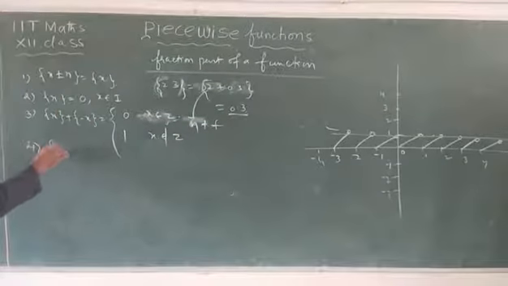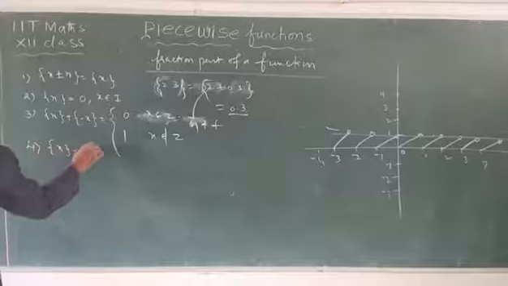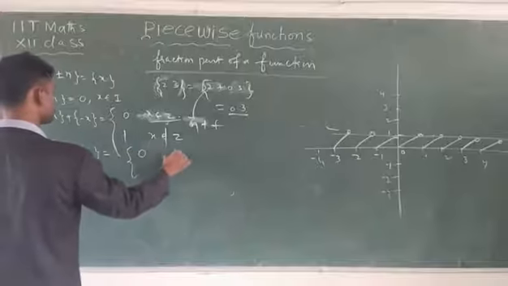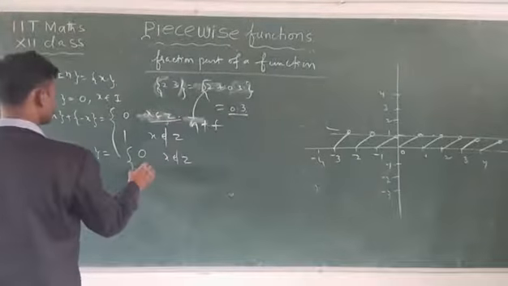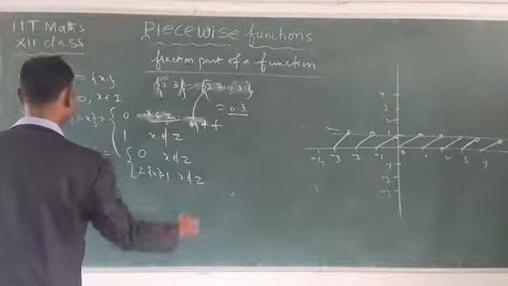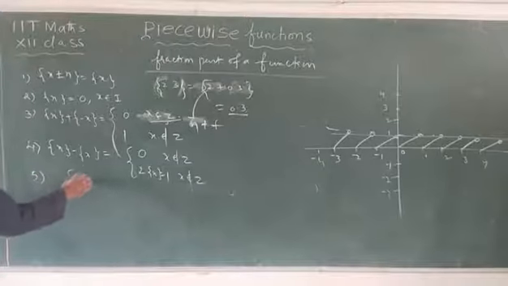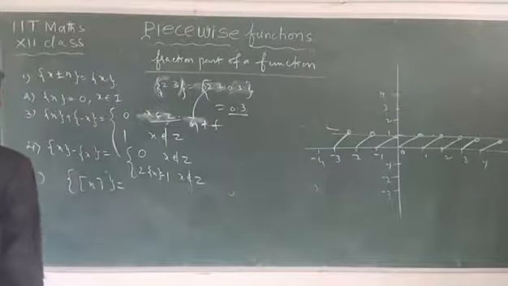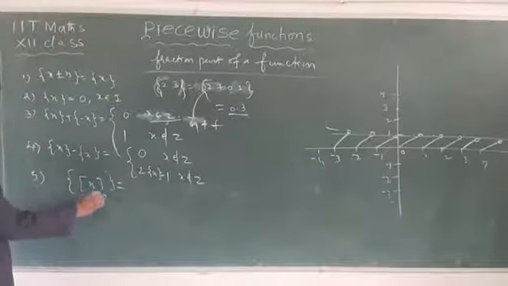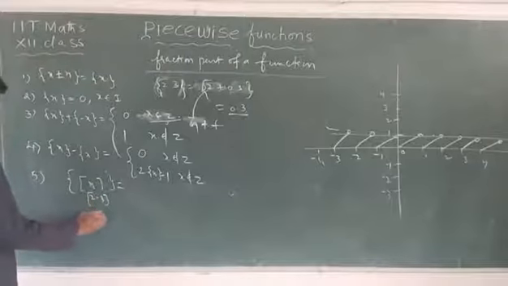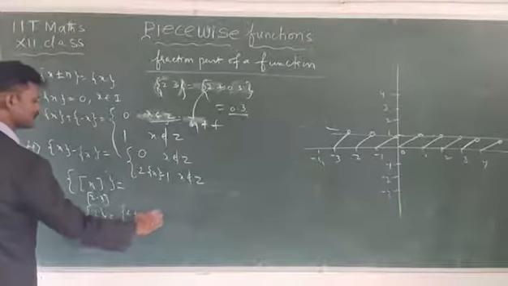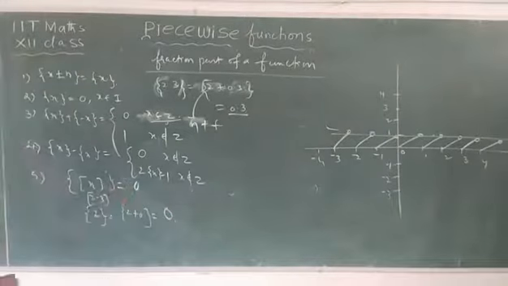Now the fourth one is the fractional part of x minus the fractional part of minus x. It is 0 when x belongs to Z, and when x does not belong to Z it is equal to 2 times the fractional part of x minus 1. Now the fifth one is the fractional part of [x] is equal to 0. Take 2.3, then [x] is 2, and the fractional part is 2 plus 0, so this value is 0.